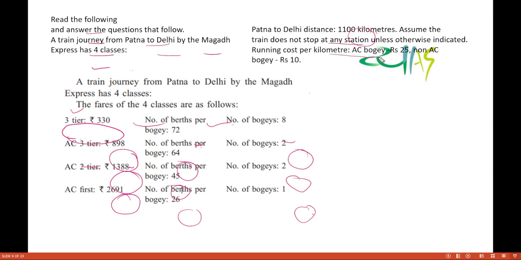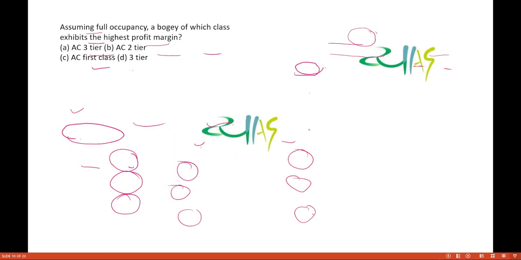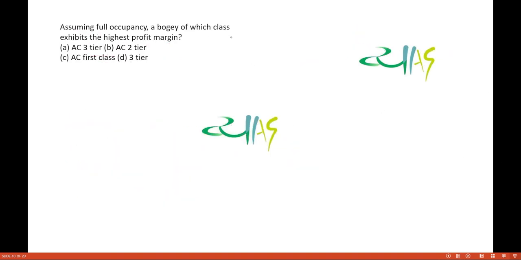And assume that the train does not stop at any station unless otherwise indicated. Running cost per kilometer of an AC bogie is 25 rupees, and of a non-AC bogie is 10 rupees. So for an AC bogie it is saying rupees 25, and non-AC bogie is 10. Fine. So let us see. Assuming full occupancy, a bogie of which class exhibits the highest profit margin? Fine. Let us check this.